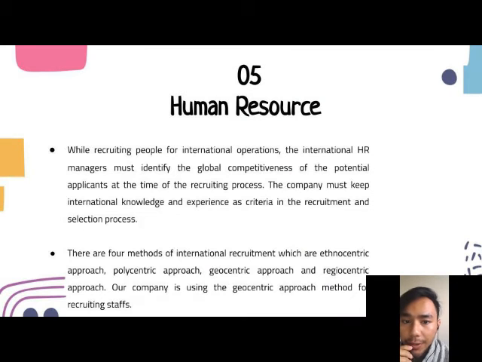Now, for human resource, while recruiting people for international operations, the international human resource managers must identify the global competitiveness of the potential applicants at the time of the recruiting process. The company must keep international knowledge and experience as criteria in the recruitment and selection process. Next, there are four methods of international recruitment, which are ethnocentric approach, polycentric approach, geocentric approach, and regiocentric approach. Our company is using the geocentric approach method for recruiting staff.